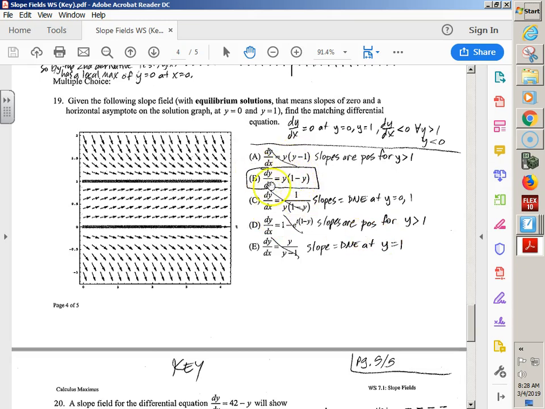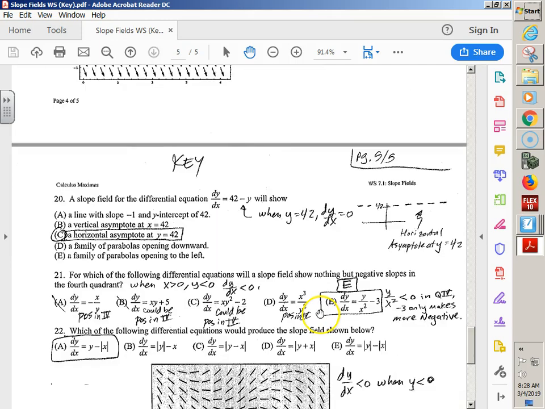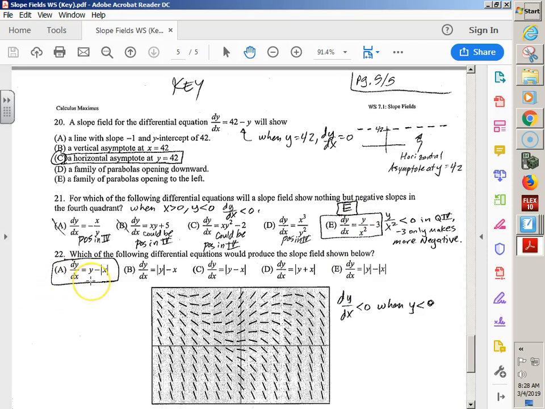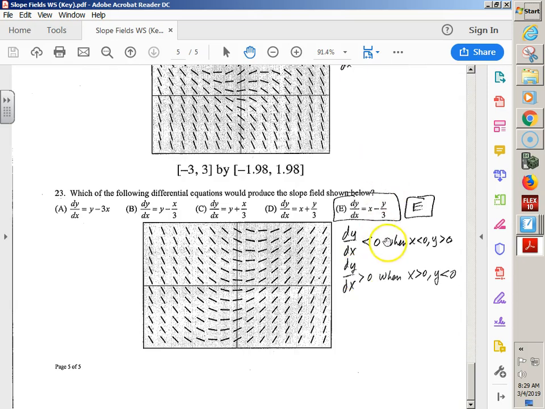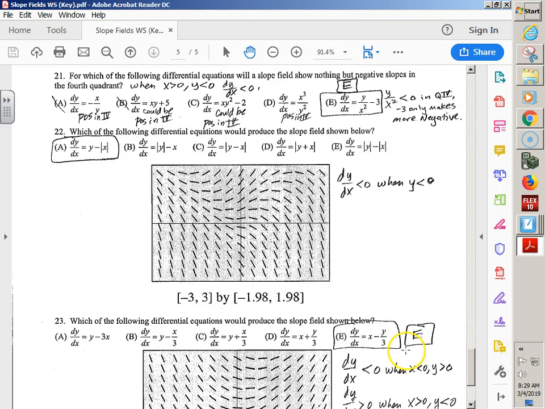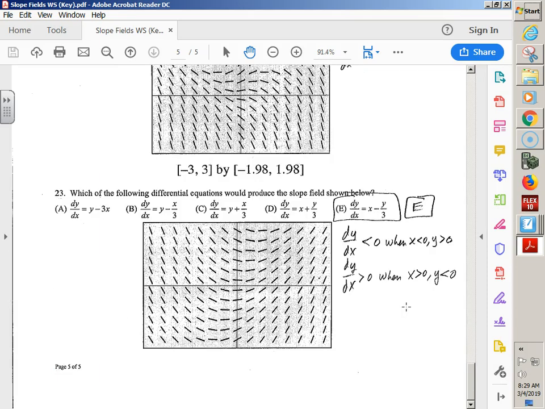That one you guys had to do quite a bit of testing. Number 19 was B. Number 20 was C. 21 E. 22 A. If you notice, some of these were closer than others. 23 was E. C, E, A, and then E. And then we're done.